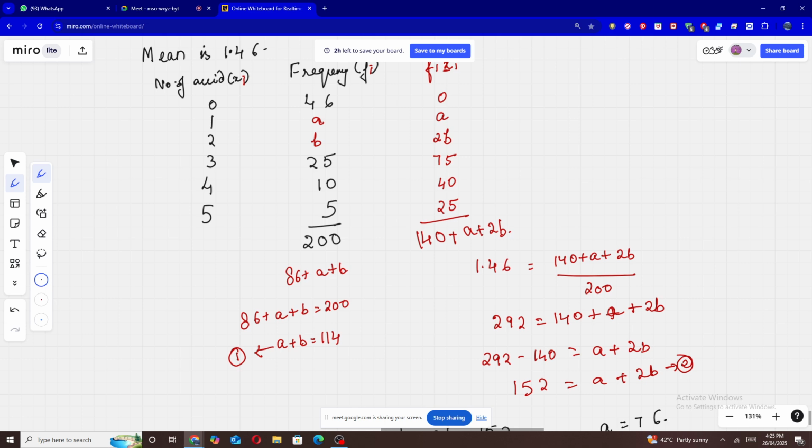Yeah, these are important questions. One question definitely comes where the frequencies are missing. So here two frequencies are missing, and it makes this question very important. Okay?